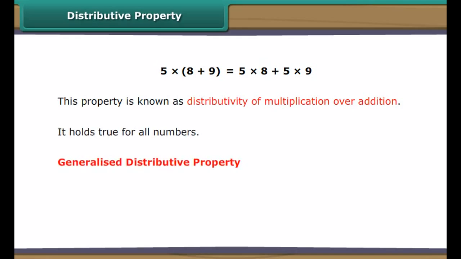We can therefore generalize it with variables as (a + b) into c is equal to a into c plus b into c.